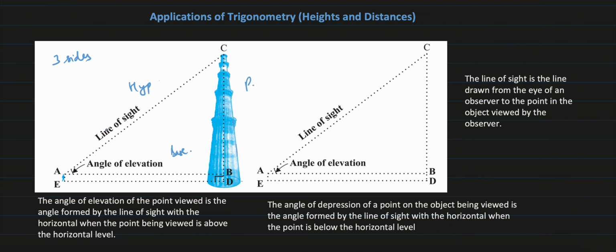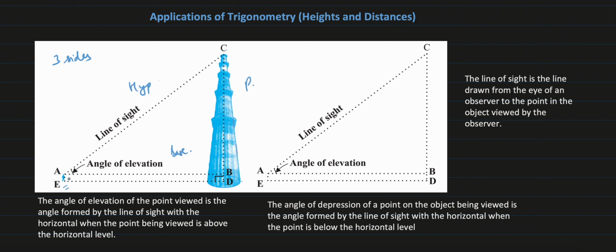Now we are going to use these trigonometric ratios to find out the height of tall buildings, to find out the distance of a person from the tall building. How do we do that? So let us look into this video about this thing.